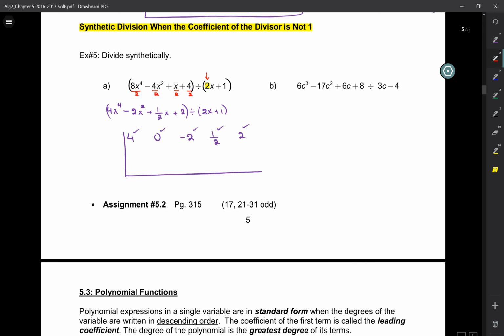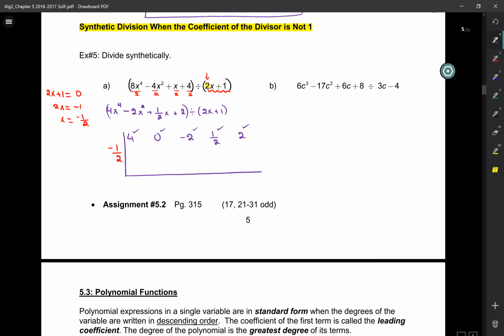So let's see what we're gonna put out front. Remember what I said before: you take that number, that 2x plus 1, set it equal to 0. So 2x is negative 1 and x is what? Negative 1/2. So that's the number that goes there. You won't get the right answer otherwise, because we're dividing by 2x and not just x.